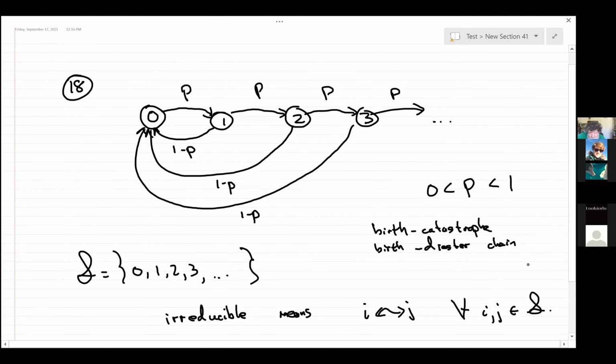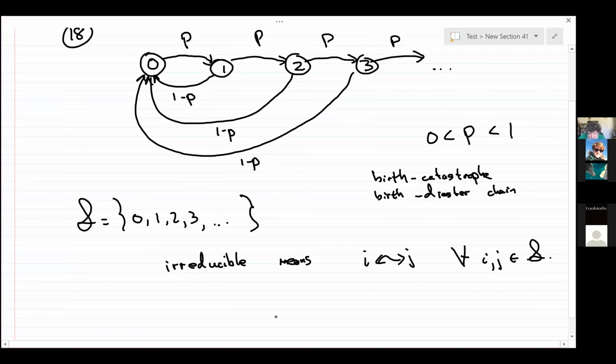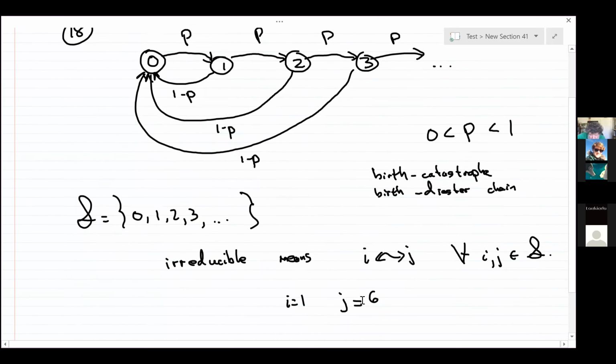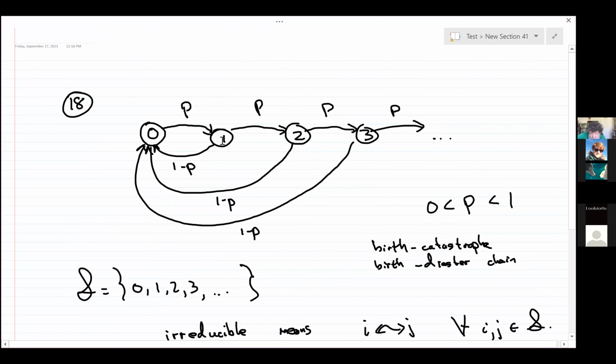I think that's pretty easy to see, because let's just take an example. Suppose I took i to be 1, and I pick j to be 6. I need 1 and 6 to communicate, but 1 communicating with 6 means what? 1 leads to 6 and 6 leads to 1. It's pretty clear that if you're at 1, you should be able to get up to 6 with positive probability, because 6 is over here. 4, 5, and 6.